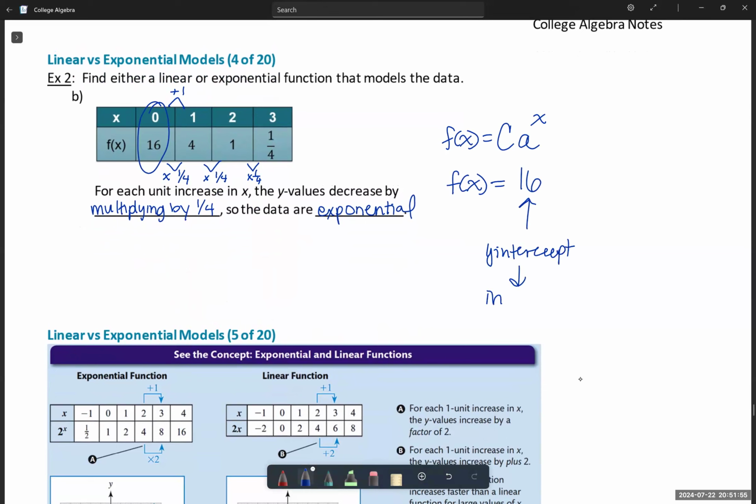I also call it initial, the beginning value, okay? Times our growth rate. So this value is going to be, how is this thing growing? It's growing by a factor of 1/4, which means it's actually decreasing. And then the x is in the exponent. And so there you have your equation.